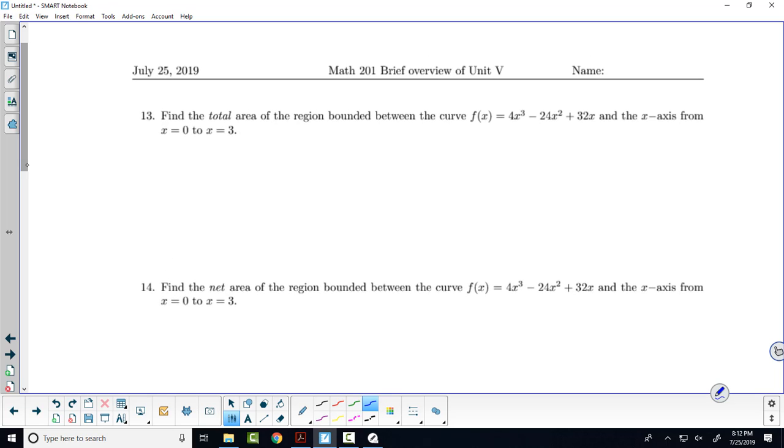All right. So in the time I have remaining, I want to do two things. First of all, we can now answer the total area questions. They're not really any harder. It's just you have to remember that the definite integral computes the what? The net area, and then you have to make adjustments accordingly. Okay? So the total area is the integral from 0 to 3 of the absolute value of our function.